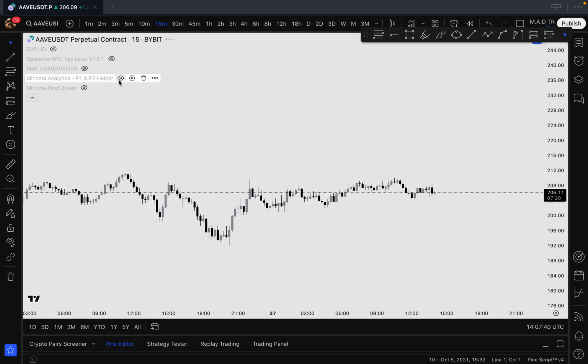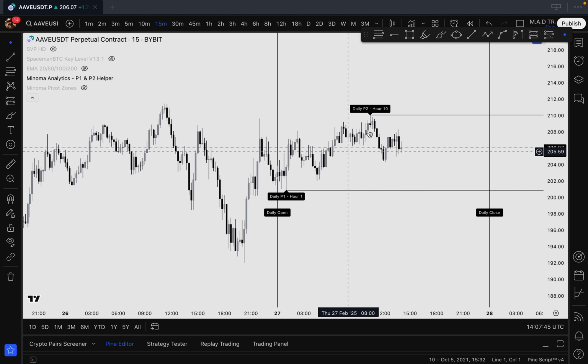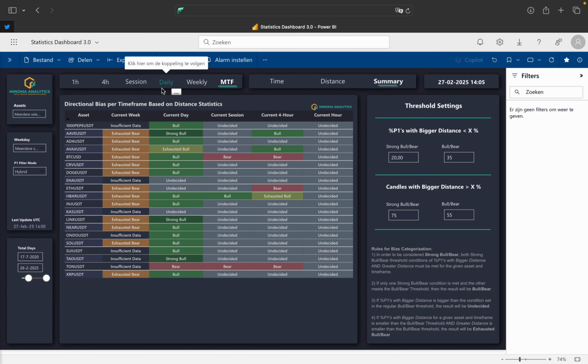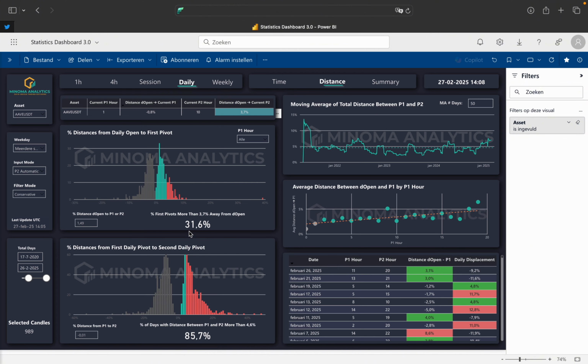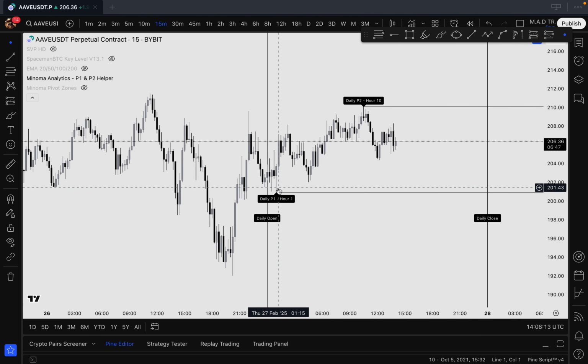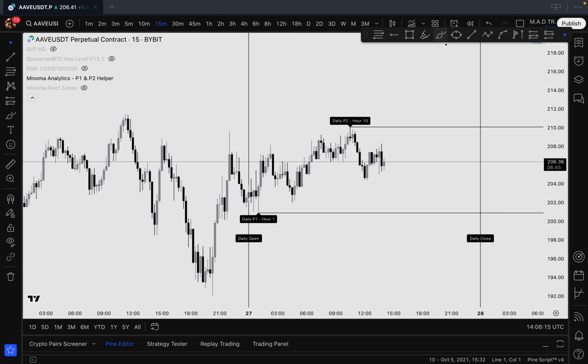AVE. Here we see our P1 right there, P2 right there. Then we go back to the distance statistics. Then if we have the statistics, we can see that in 31% of cases the P1 can be taken out. Or in other words, in 70% of the cases, based on distance statistics, this low is safe.